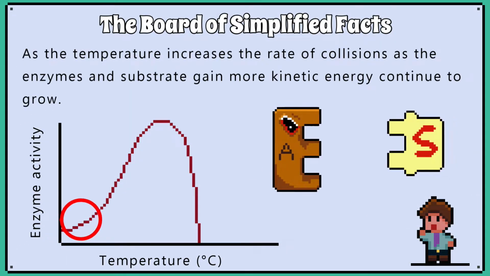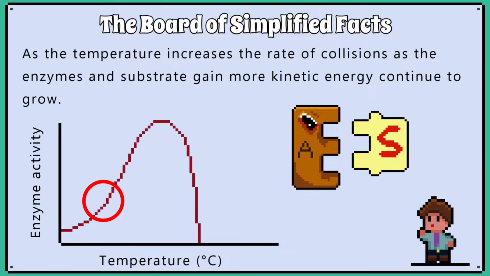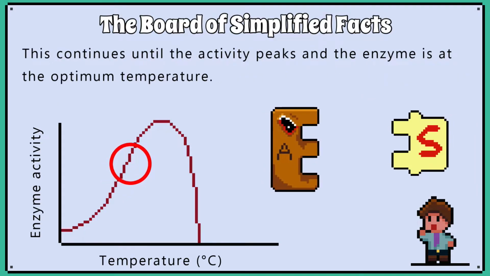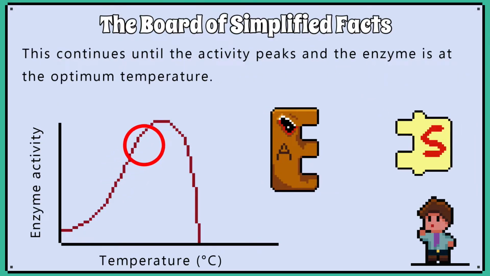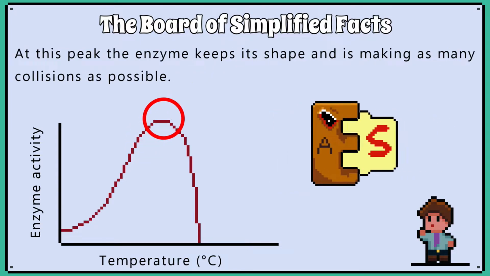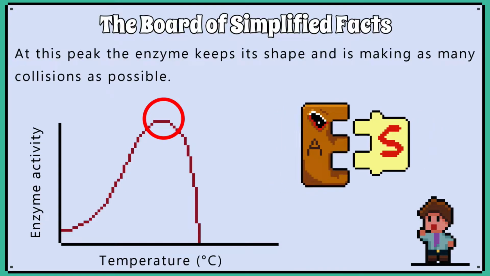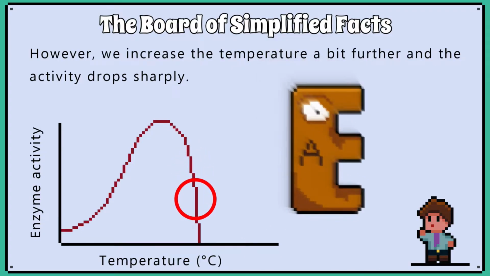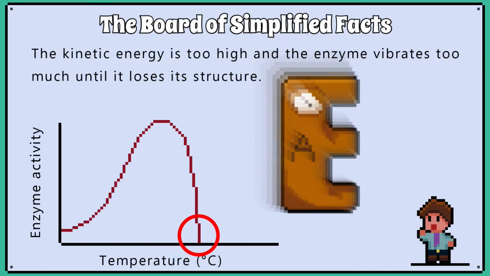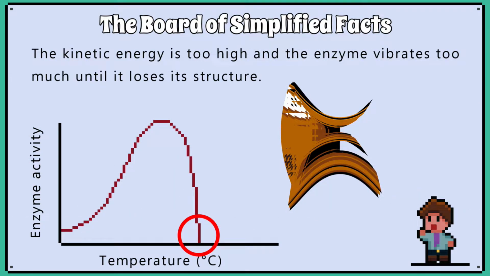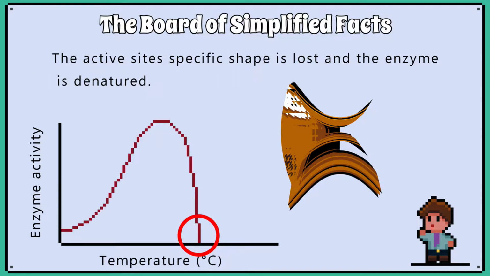As the temperature increases, the rate of collisions, as the enzyme and substrate gain more kinetic energy, continues to grow. This continues until the activity peaks and the enzyme is at the optimum temperature. At this peak, the enzyme keeps its shape and is making as many collisions as possible. However, if we increase the temperature a bit further, the activity drops sharply. The kinetic energy is too high and the enzyme vibrates too much until it loses its structure. The active site's specific shape is lost and the enzyme is denatured.